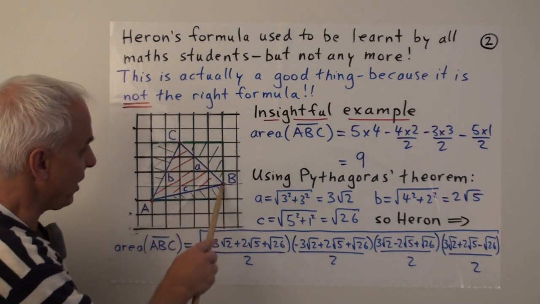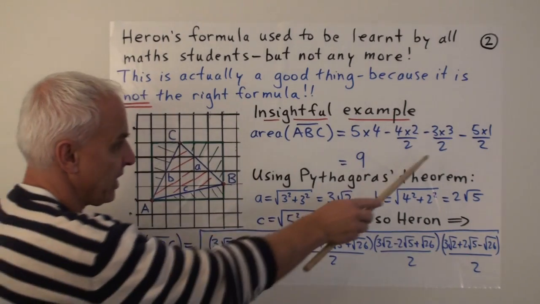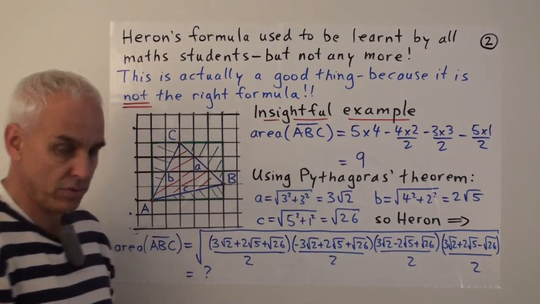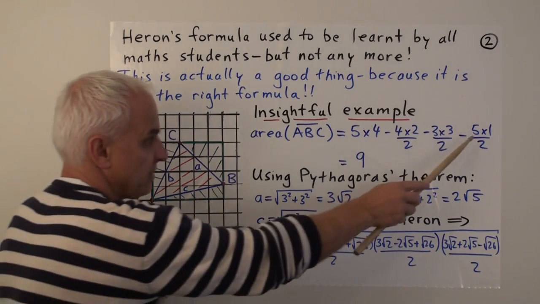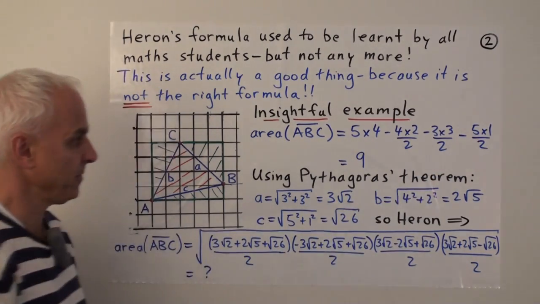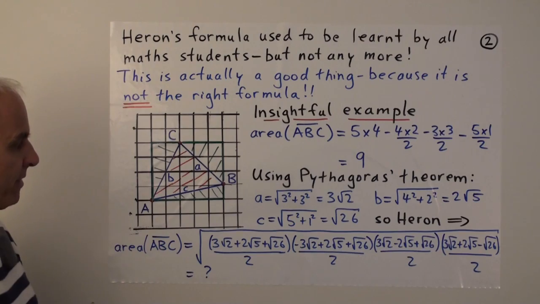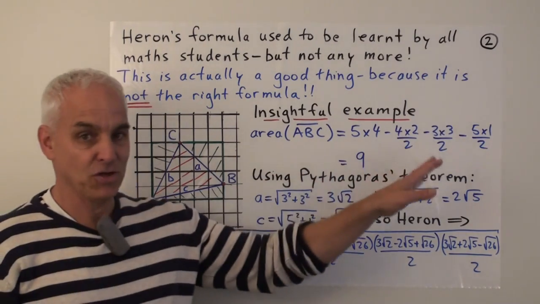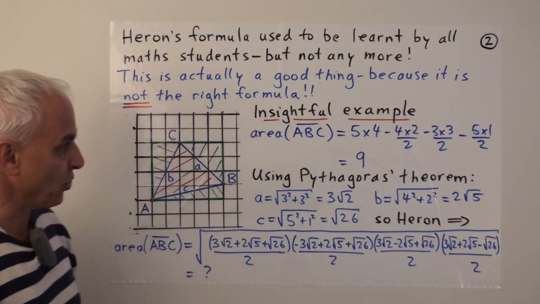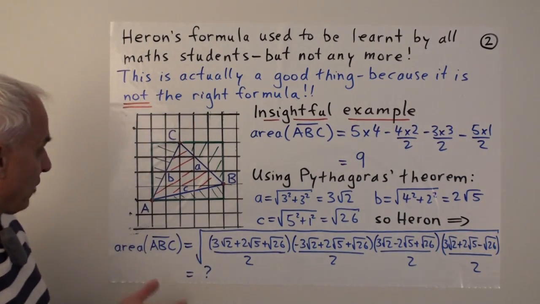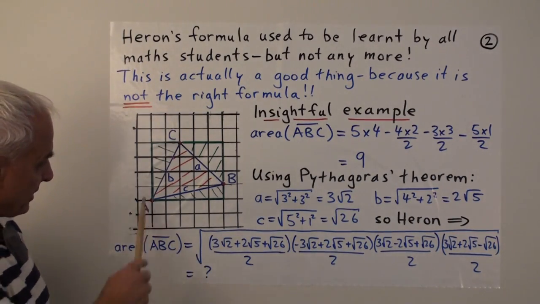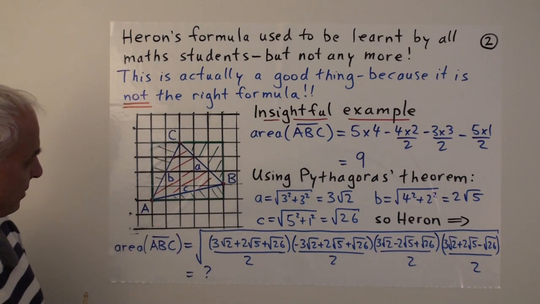Similarly, this triangle here has sides 3 and 3, so its area is 3 times 3 over 2. And this triangle down here has area 5 times 1 over 2. This is a simple calculation that we can do with just basic primary school arithmetic, and we can get 9. And does that sound reasonable? Is the area of this triangle roughly 9?